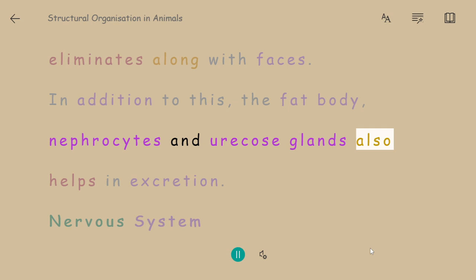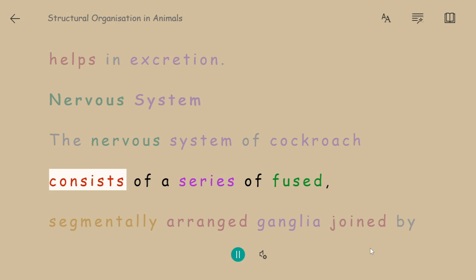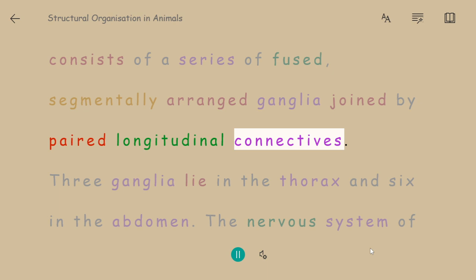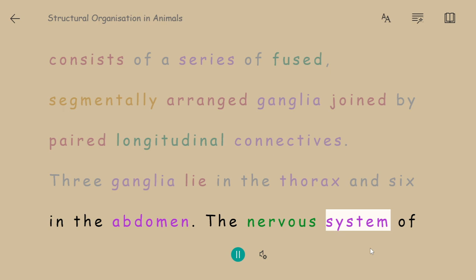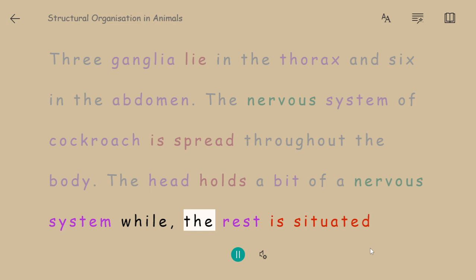Nervous system. The nervous system of cockroach consists of a series of fused, segmentally arranged ganglia joined by paired longitudinal connectives. 3 ganglia lie in the thorax and 6 in the abdomen. The nervous system of cockroach is spread throughout the body. The head holds a bit of the nervous system while the rest is situated along the ventral part of the body.